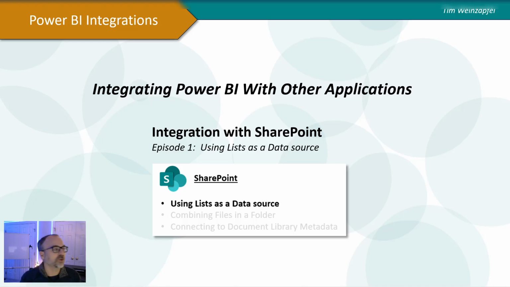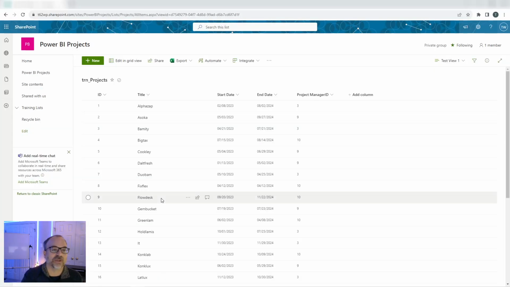So first thing I want to do is pull up a sample SharePoint site that I have here. This is a simple SharePoint list. If you're not familiar with lists in SharePoint, I definitely recommend checking them out. They're very easy to create. And in this case, I've just got some simple data on, say, projects, right? You got ID, you got the title of the project, start and end date, and just some simple data.